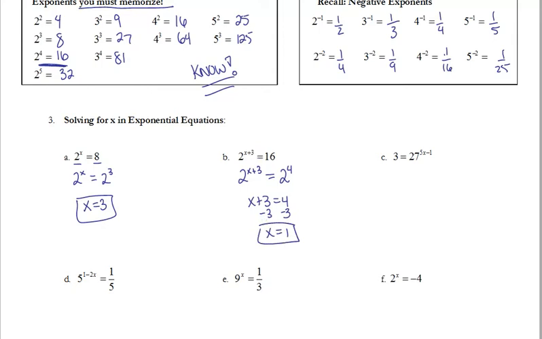Okay, we're going to do it again here. So this one's a little trickier. So watch this. We have 3, and we don't have a power, so we know it's 1. Okay. Now this is trickier. I need to get this to be 3. So this is 3 to the 3rd. And then you have a 5x minus 1.